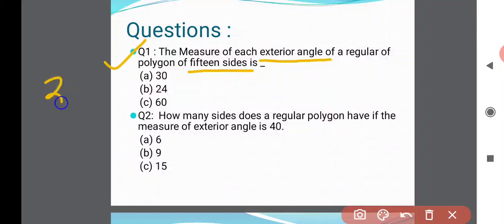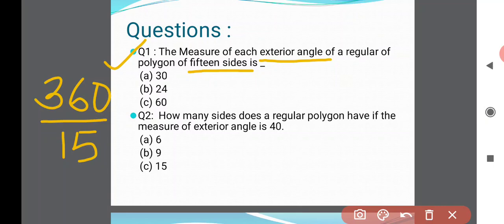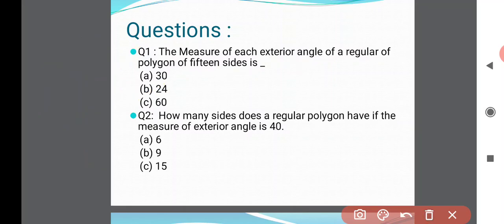The sum is 360 degrees and the number of sides is 15. Divide these two values. You will get 24, after cancelling. So what is the measure of each angle? It's 24. Option B is the correct answer.